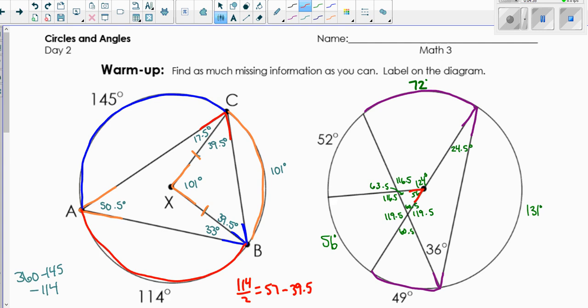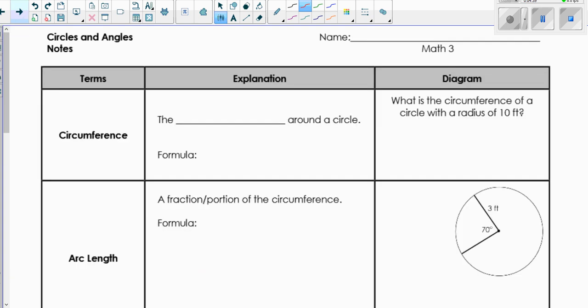All right. Let's go on to the notes. All right, so today we're going to add on one thing, and it's arc length. So half of our notes are going to deal with what arc length is, and then the other half is going to go back and start talking more about central angles and inscribed angles.